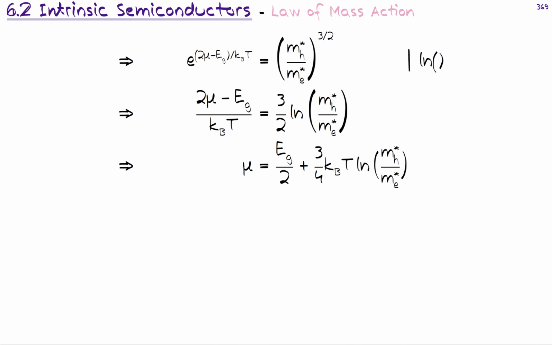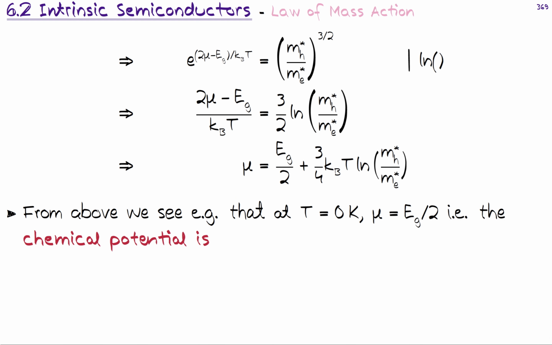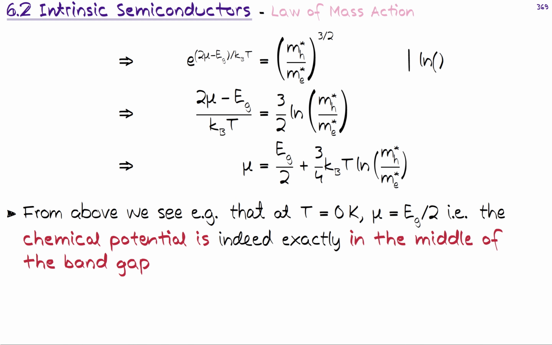And this is actually quite nice, because we can, for example, just place in a value. Let's assume that we have T equals 0 kelvins. So let's actually calculate the Fermi energy of our system. Now when the temperature is 0 kelvins, the second term vanishes. And what we are left with is that the Fermi energy, so mu, equals exactly Eg over 2. So this means that the chemical potential really is indeed in the middle of the band gap at 0 temperature.